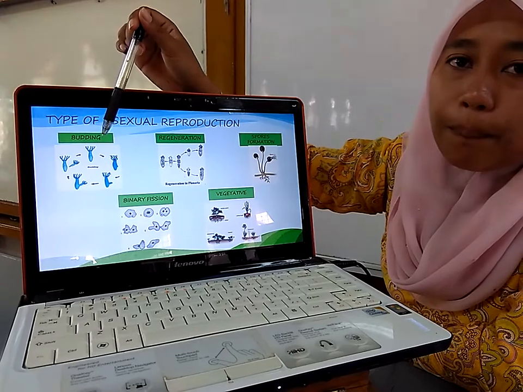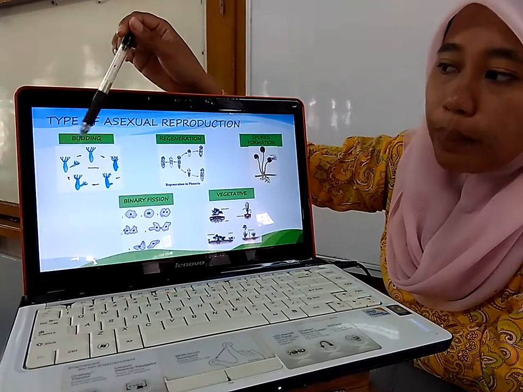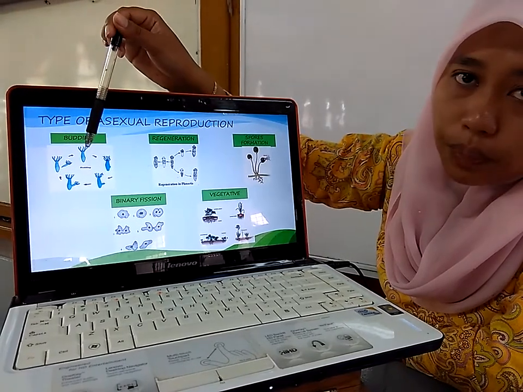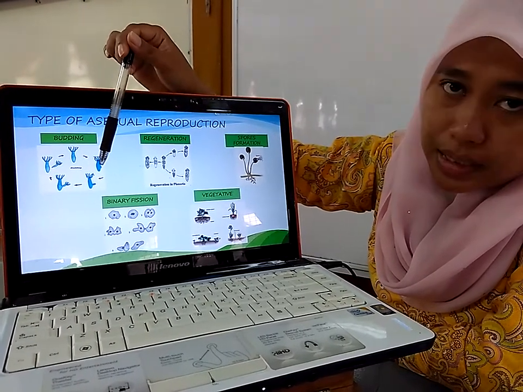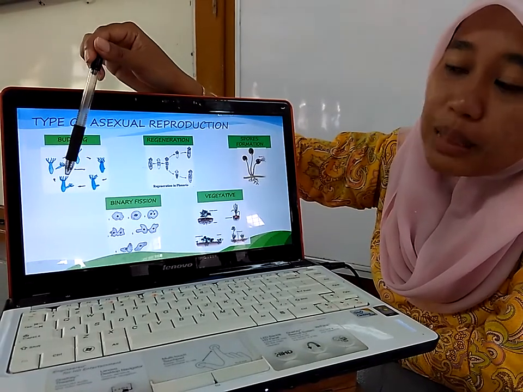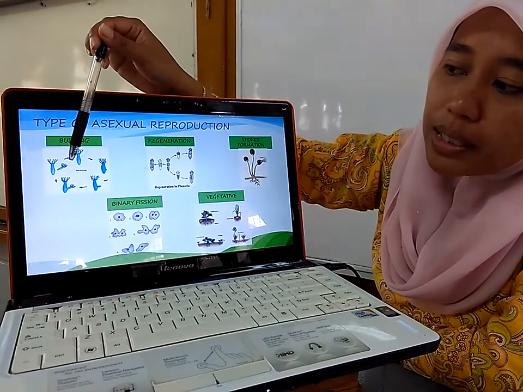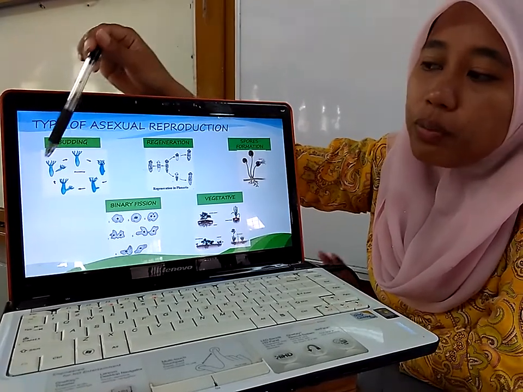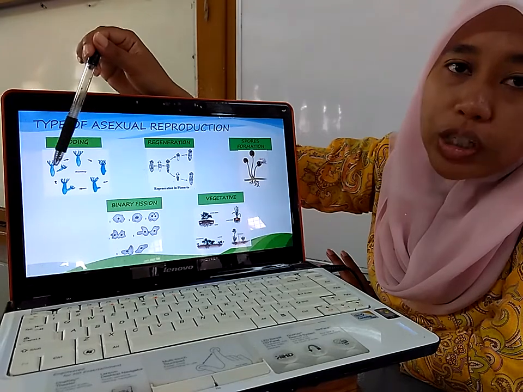So what is budding reproduction? Okay, budding, which means the organism, this is the first parent, will form buds, and it will develop to form a new organism which is similar, same like the parent, and when it is big enough, they will detach, which means separate from the parent, so they will form 2 individuals.